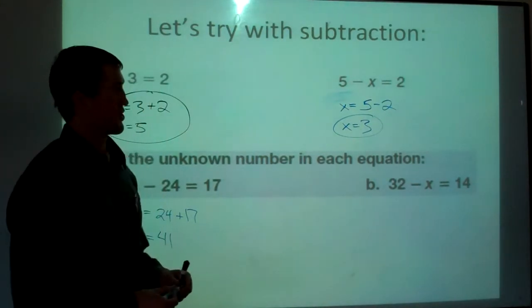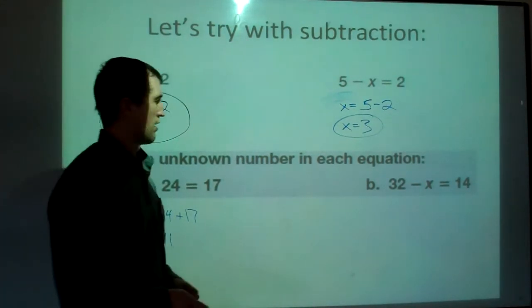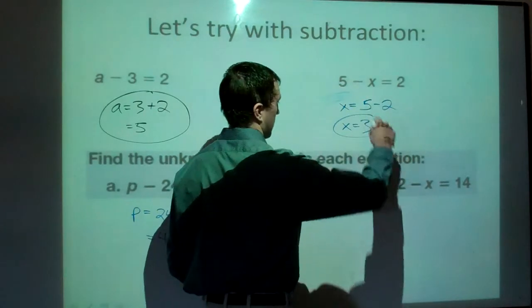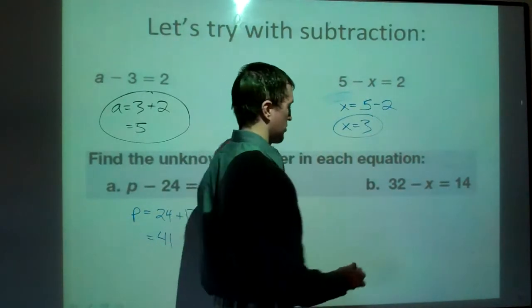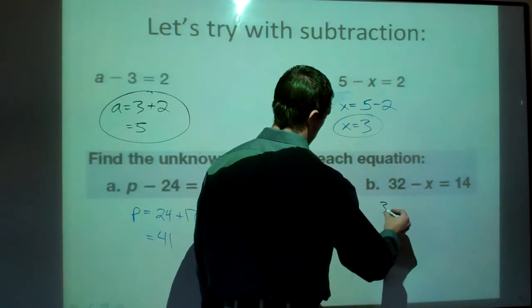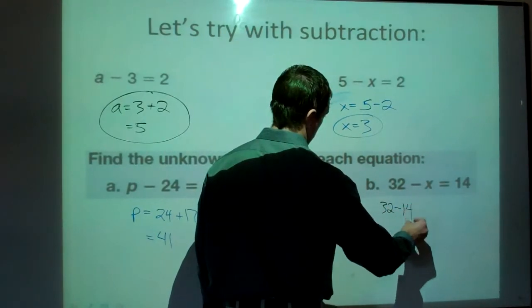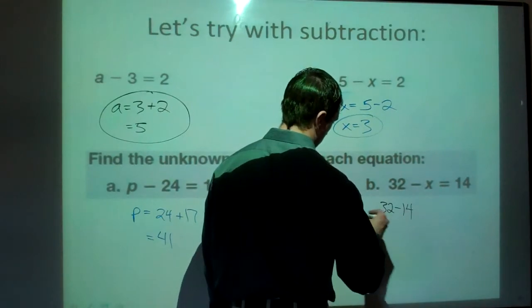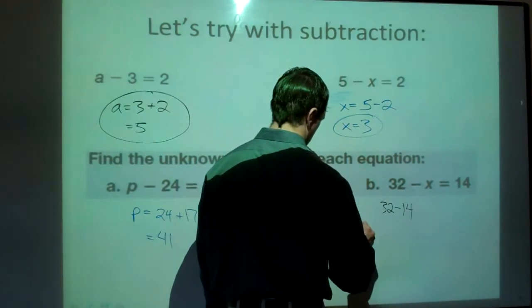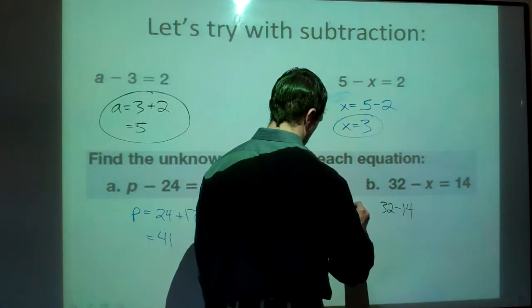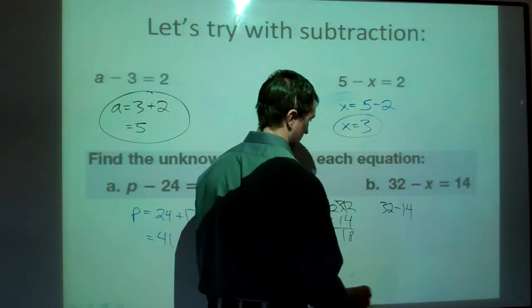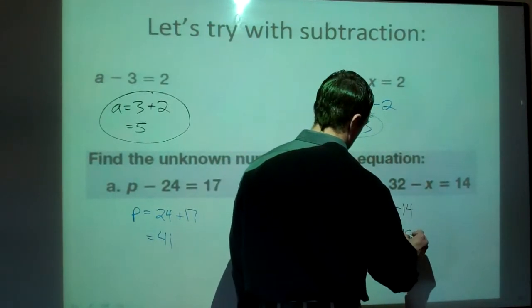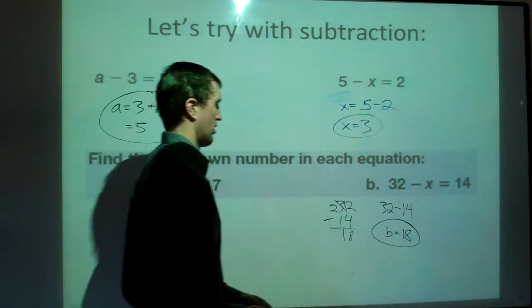Letter B is just like the one right above it. We're subtracting an X, we're subtracting a letter, so it's actually 32 minus 14, and that should give us 18, so B equals 18. Okay?